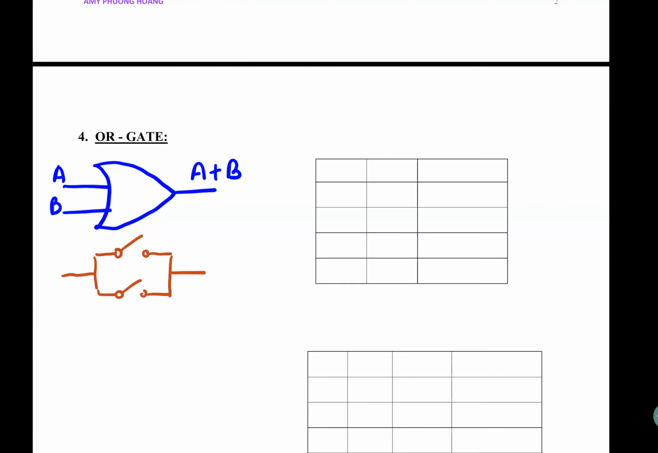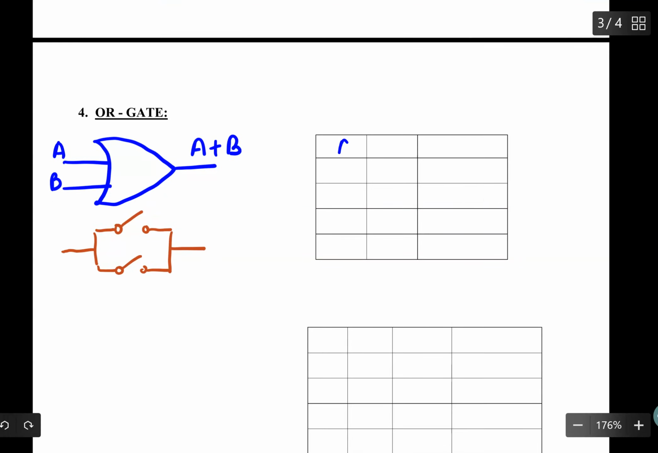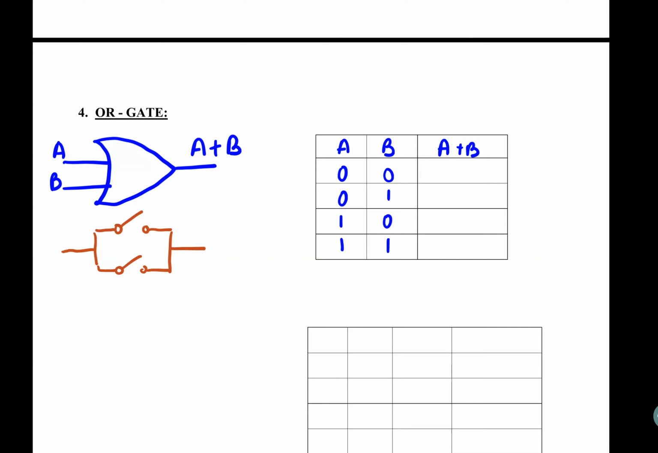Okay, so let's put the 0 and 1 into this truth table. Again, for A it will be 0 0 1 1. For B it will be 0 1 0 1. A plus B means that as soon as I have a 1, my signal will be 1. So the first row will be 0. I see a 1, so there's a 1. I see a 1, so there's a 1 and a 1.